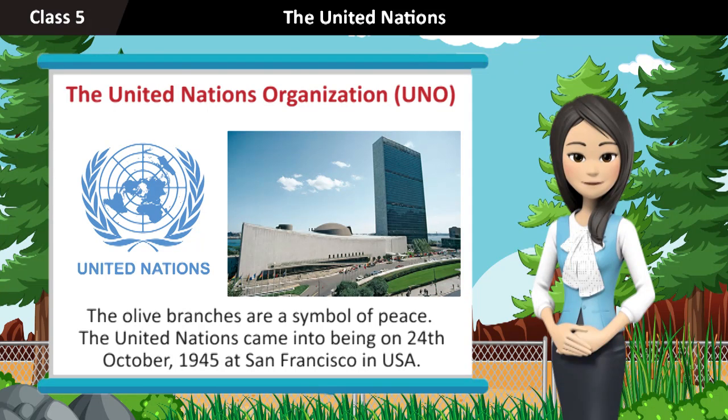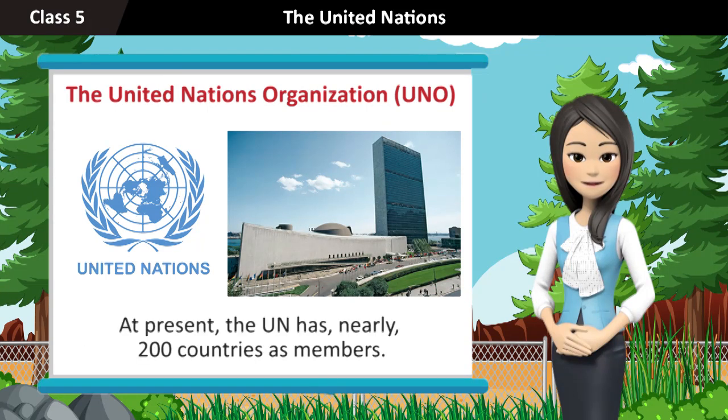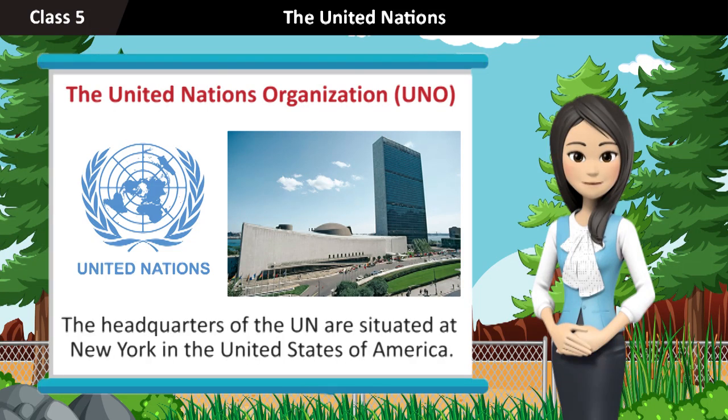The United Nations came into being on 24th October 1945 at San Francisco in USA. At present, the UN has nearly 200 countries as members. The headquarters of the UN are situated at New York in the United States of America.